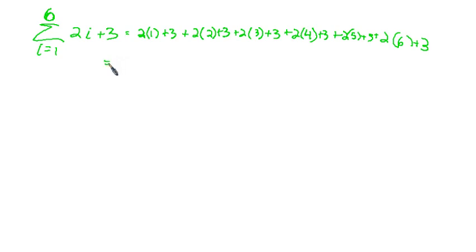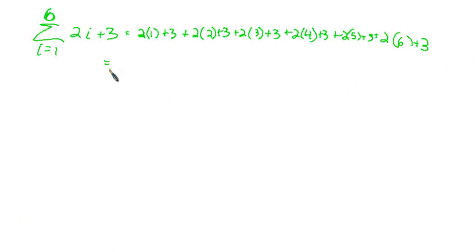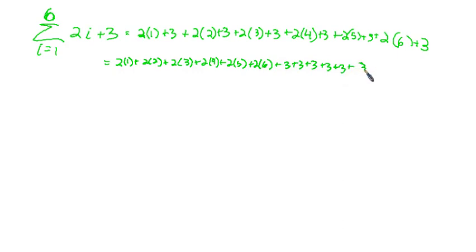So what I want us to notice is we have the same sum as we had before: 2 times 1 plus 2 times 2 plus 2 times 3 plus 2 times 4, and so on. Of course, we're going to 6 this time. But we have 2 times 1 plus 2 times 2 plus 2 times 3, 2 times 4, 5, and 6, plus 3 plus 3 plus 3 plus 3 plus 3 plus 3.